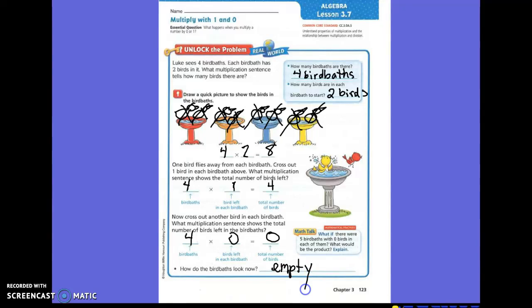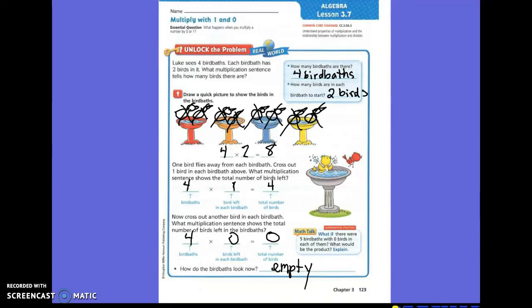E-M-P-T-Y. Empty. I thought there would be an E at the end. Y can say the E sound. My first name ends in a Y, but it says E. Sometimes letters say different things.